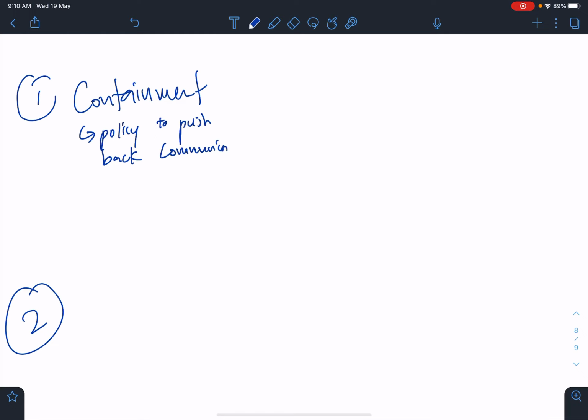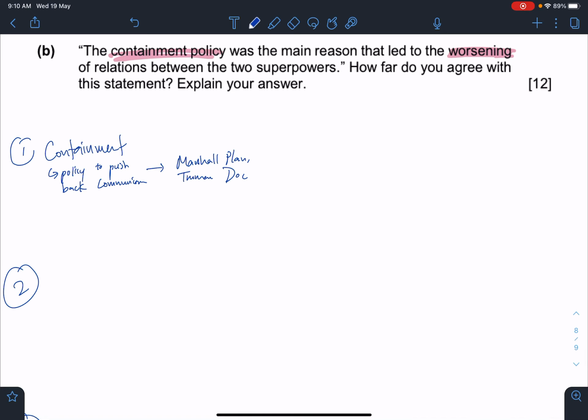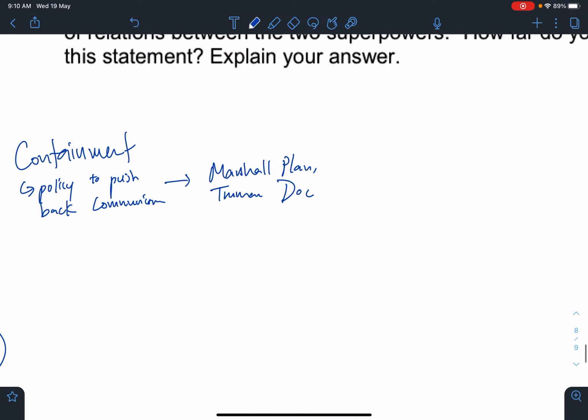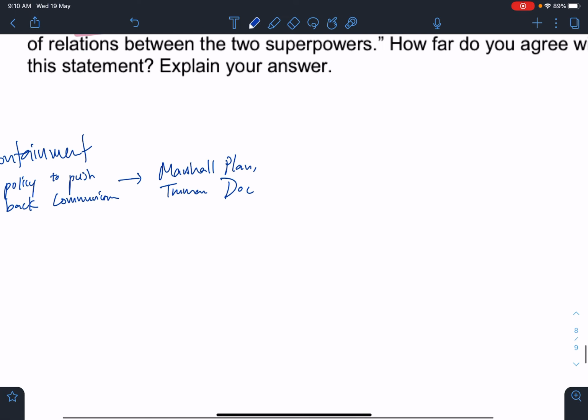okay, and I know that it manifested in the Marshall Plan, Truman Doctrine, right? Okay, very good. So let me work this out first, because I can't decide what are all the worsening of relations if I don't figure out my given factor first, because this question is so broad. Okay, so what is the point of the Marshall Plan or Truman Doctrine? All this is economic warfare, right?